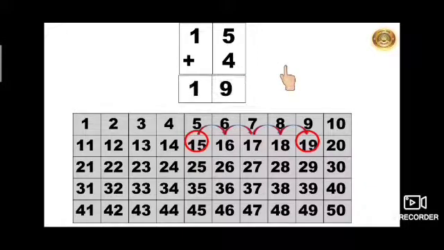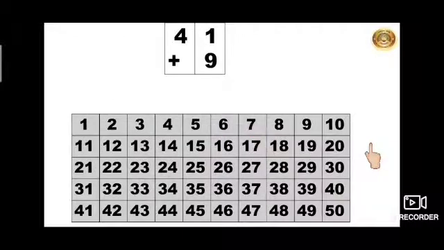Are you understanding, children? Means after 15 we are taking 4 steps ahead. 1, 2, 3, 4. Then we get the number 19. Like this, we can add any number with the help of counting forward. Let's take one more example.